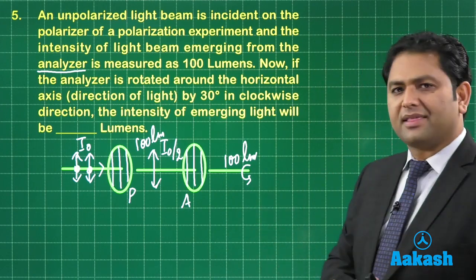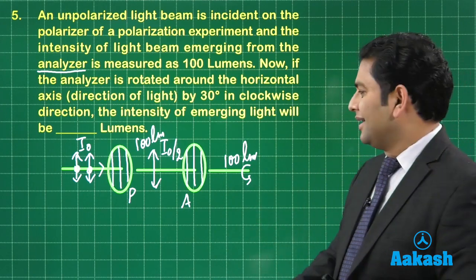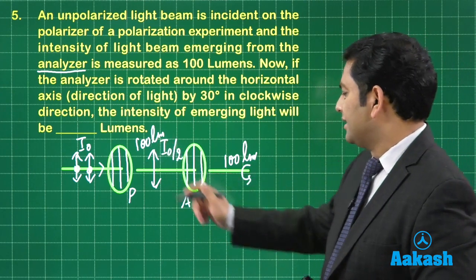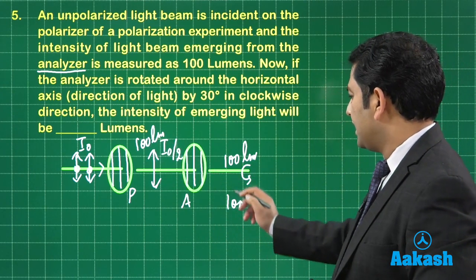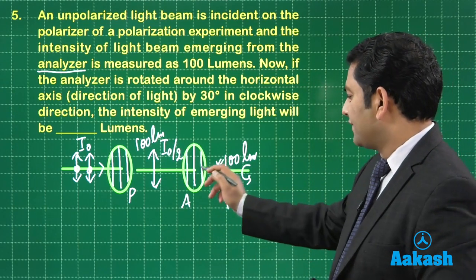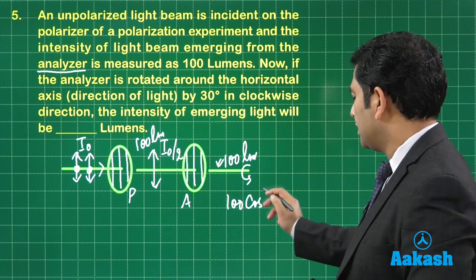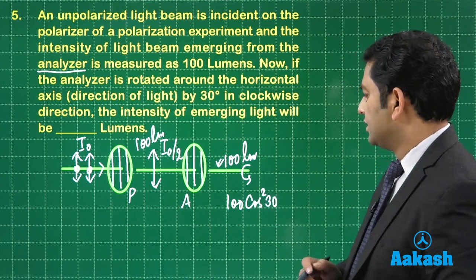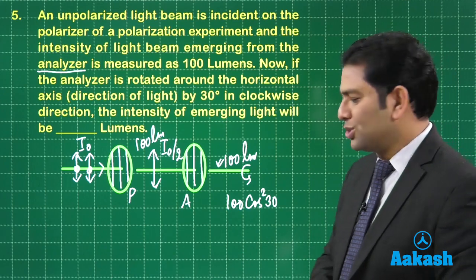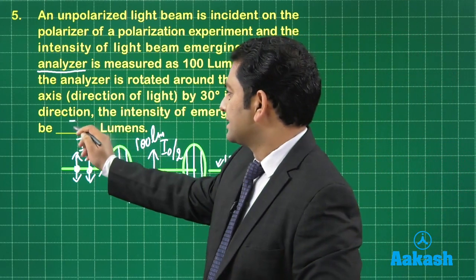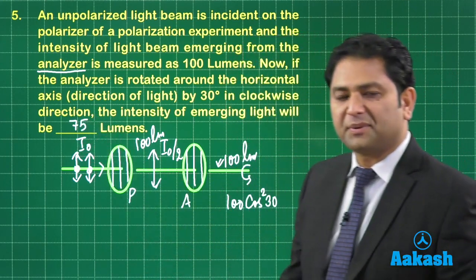So it's quite a simple thing, the Malus law, isn't it? So this one is 100, so what do I get? The transmitted beam of the analyzer would be 100 cos squared 30. So cos 30 is root 3 by 2, so this comes out to be 75 lumens.